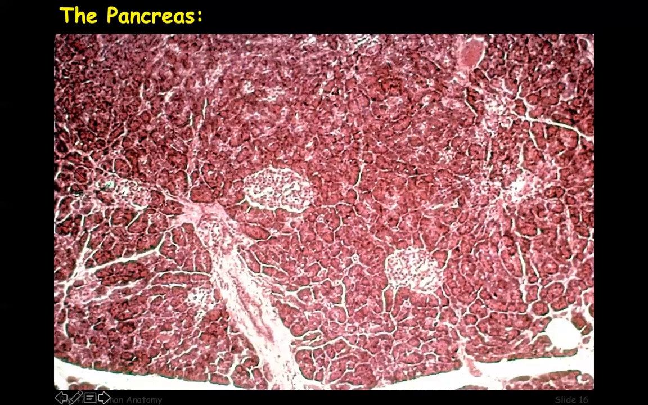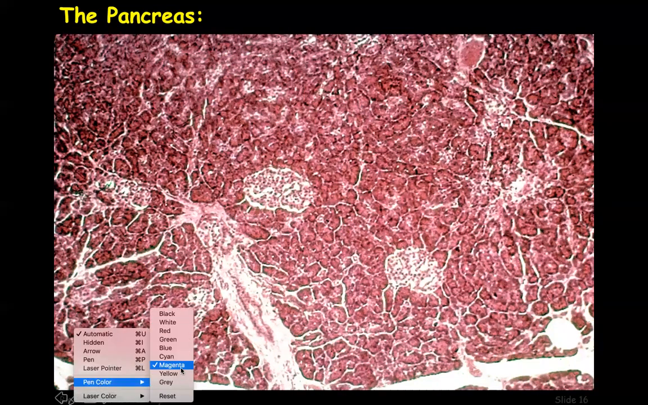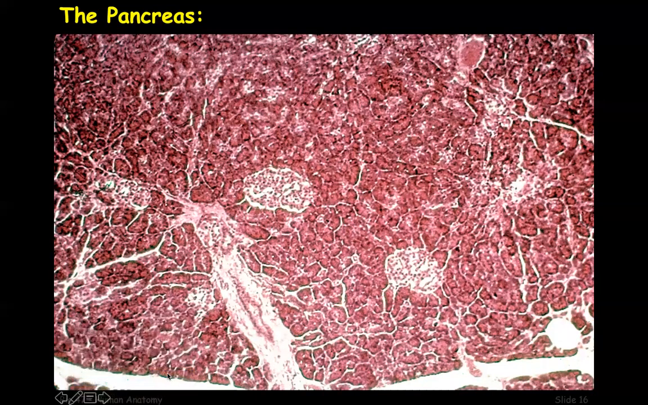So in this slide, can you identify the pancreatic islets? Hopefully what you identified was this right here, which is a pancreatic islet. This is a pancreatic islet. And these are pancreatic islets. So structures that look distinct from the background.